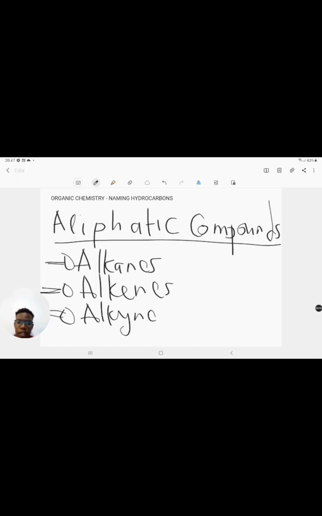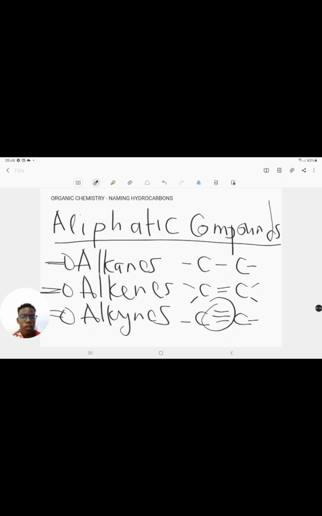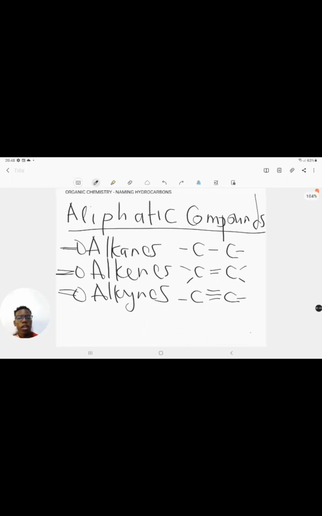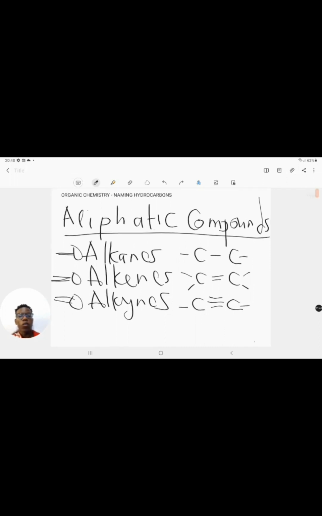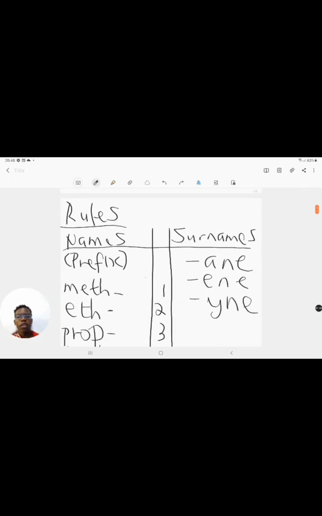And we know that the difference between alkanes, alkenes, and alkynes is the types of bonds between the adjacent carbon atoms. With alkanes we've got single bonds between all adjacent carbon atoms. With alkenes we've got a double covalent bond between adjacent carbon atoms, and with alkynes we've got a triple covalent bond between at least one pair of adjacent carbon atoms.